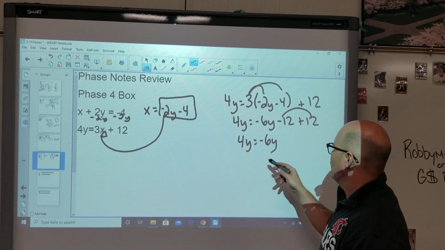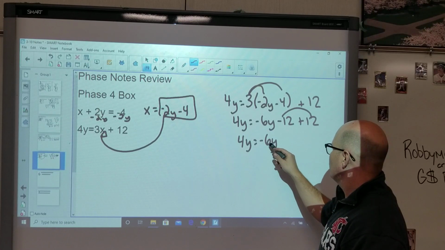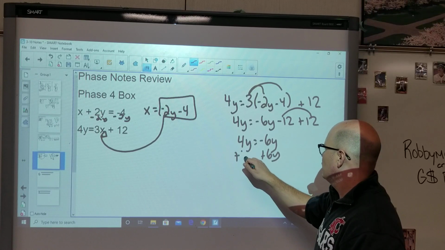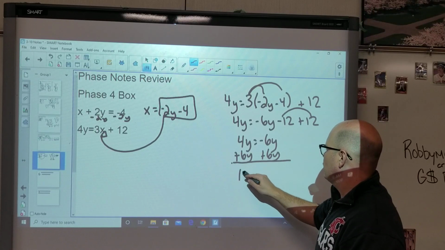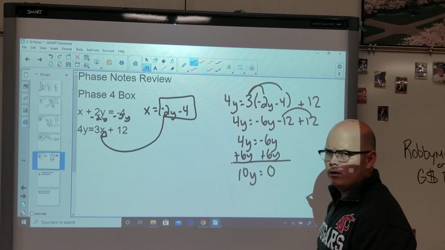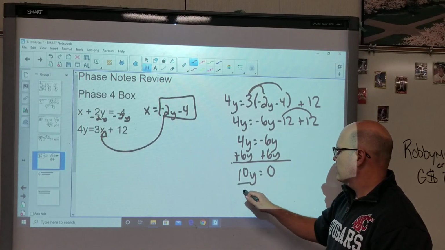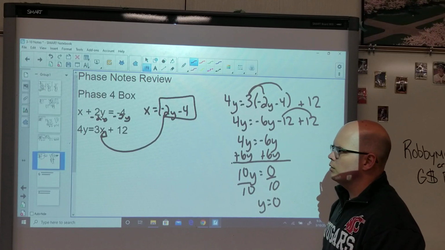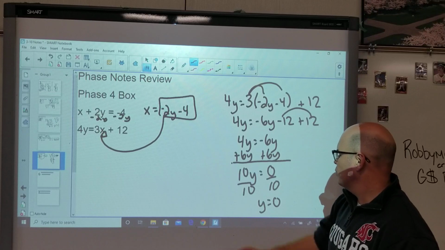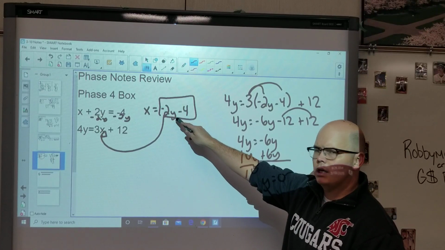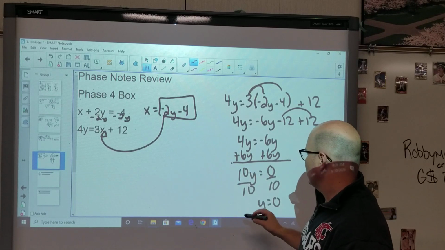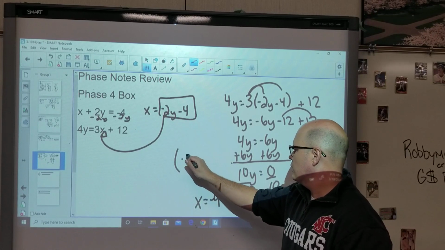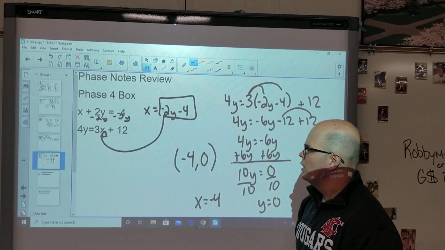Okay, now I'm going to isolate y by moving this term to the other side of the equation. Now I have 10y is equal to 0, and then I just need to solve by dividing both sides by 10. 0 divided by 10 is 0, so y is going to have to equal 0. Now that I know that y equals 0, I can just plug it back into this equation. Negative 2 times 0 is 0, minus 4 is negative 4. So x would have to equal negative 4. And if I wrote it as a coordinate set, it'd be negative 4, comma 0. And that would be my answer.